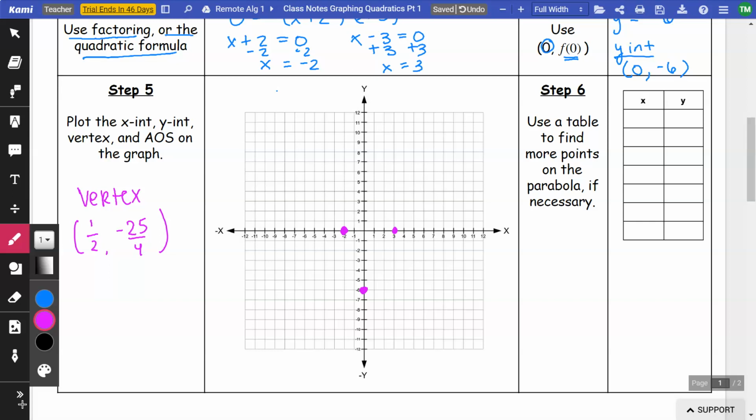So I'm actually going to find the decimal of 25/4. So 25 divided by 4 is 6.25. So this is really 0.5 and negative 6.25. So 0.5 would be between 0 and 1, and then 6.25 is just under that negative 6. And then we know that our axis of symmetry goes through that point. This is our vertex. So our axis of symmetry is just the vertical line that goes through x equals 1/2.